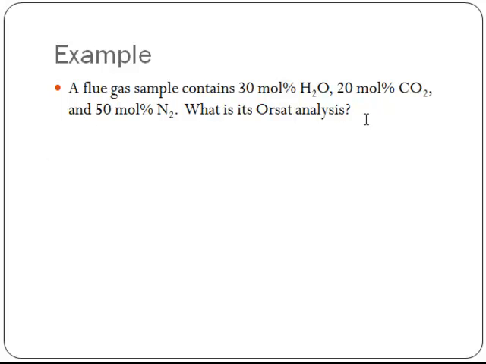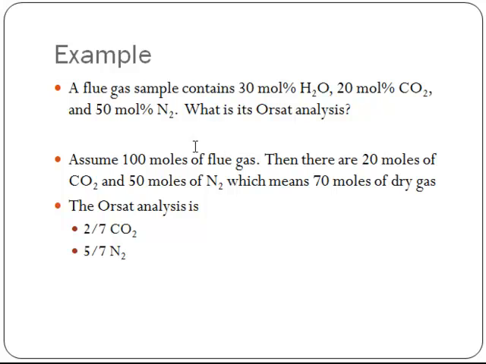So this little sample, I have 30 mole percent water, 20 mole percent CO2, 50 mole percent nitrogen. So what will the Orsat analysis tell me? Well, it's easiest if I assume a basis. So if I say I have 100 moles of the flue gas, that's probably not correct, but it's okay because I'm going to eventually be turning it back into a percent or a fraction.